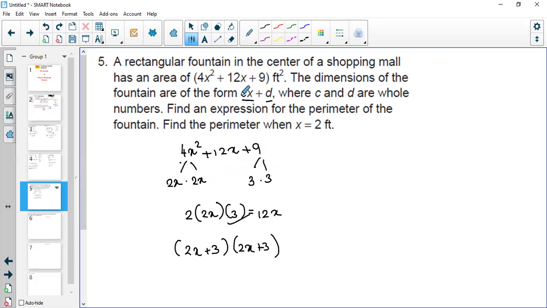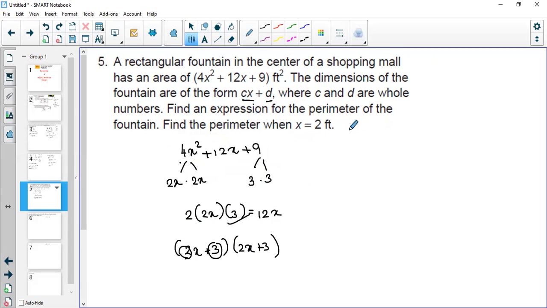Now, what did they say? They said the dimensions of the fountain are in the form cx plus d. So are they not in that same form? It is in the same form, where c and d are whole numbers. So here, this and this are the whole numbers. 2 and 3 are the whole numbers. Find an expression for the perimeter of the fountain.